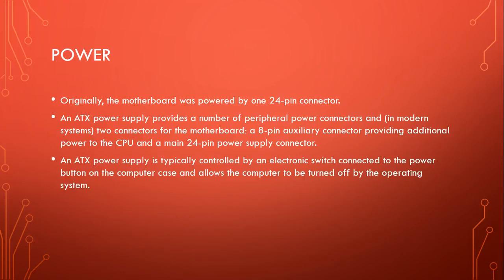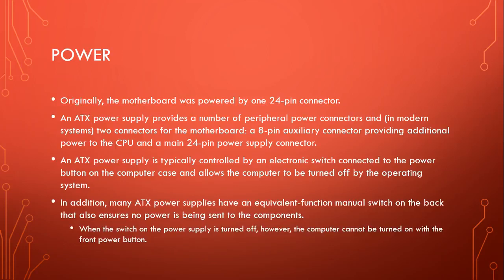An ATX power supply is typically controlled by an electronic switch connected to the power button on the computer case and allows the computer to be turned off by the operating system. In addition, many ATX supplies have an equivalent manual switch on the back that also ensures no power is being sent to the computer. So it's kind of like a kill switch. So rather than just the front panel button or going through software to shut everything down, there's a physical button on the back of the power supply that if you flick will kill the power to everything. When the switch on the power supply is turned off, however, the computer cannot be turned on with the front power button. So the front power button is reliant on that back switch being thrown to the on position.